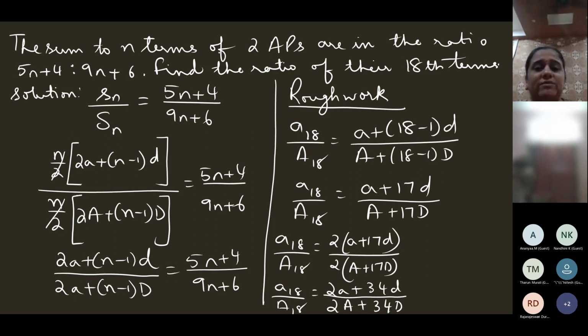The sum to n terms of two APs are in the ratio 5n plus 4 is to 9n plus 6. So how do you represent that symbolically? See, this is my small letter s and capital letter S. In English it's not like that, this is capital S, but I'm just differentiating it like that. You can do that.